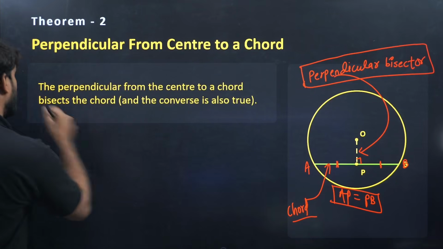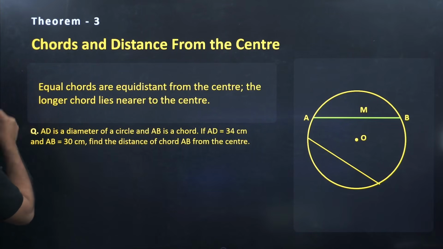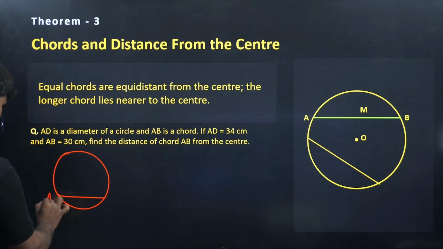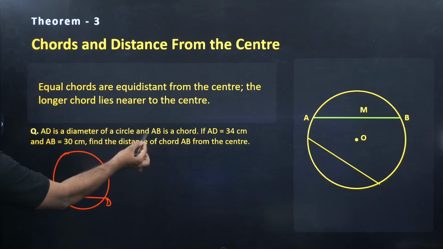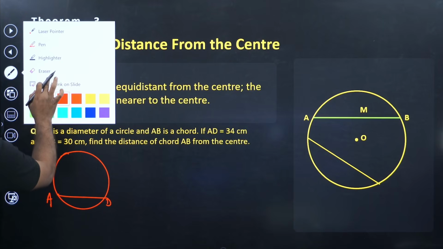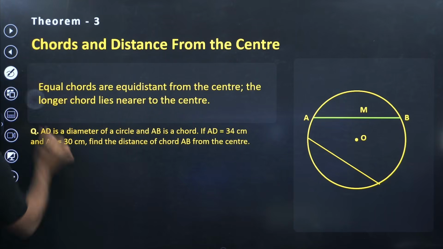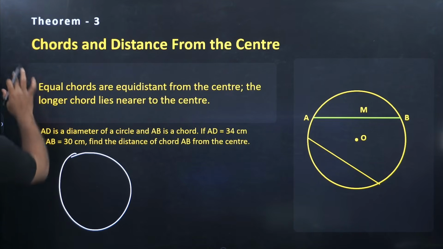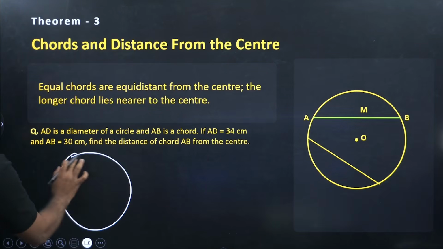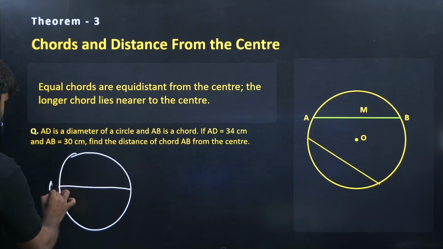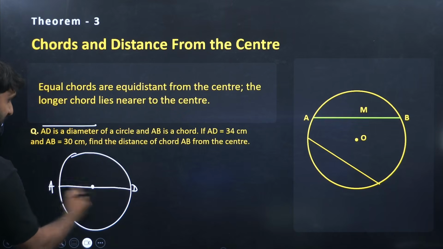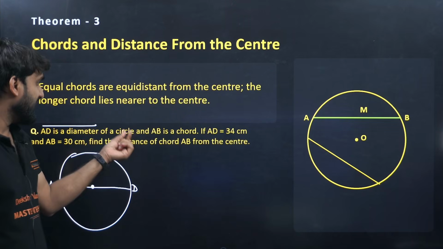This is the theorem. Now we have a question here. Look at the question. AD is the diameter of a circle and AB is a chord. I have a circle, and AD is a diameter. So AD will pass, this is A and this is D, and it will be passing through the center because AD is a diameter, and a diameter always passes through the center of a circle, and AB is a chord.